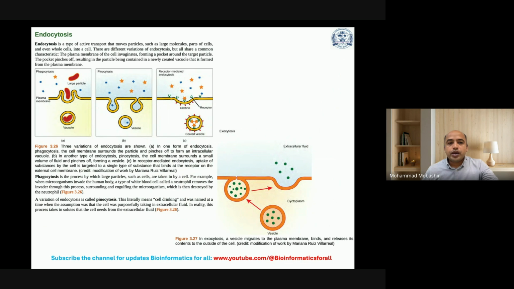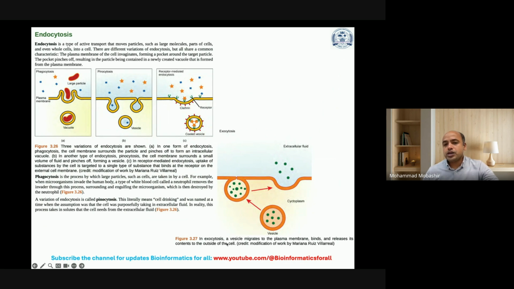In one case, you can see large particles are moving in; in another, a small particle is moving inside. In the third one, there is a movement of something by using a receptor, and that is called receptor-mediated endocytosis. Then comes phagocytosis, which is a process by which large particles are taken in. So this is the definition. Then here the definition is for pinocytosis, and then for receptor-mediated endocytosis. So it is better to understand from the picture.